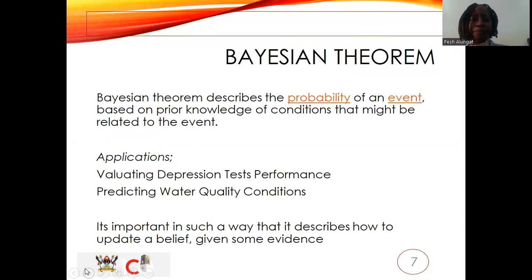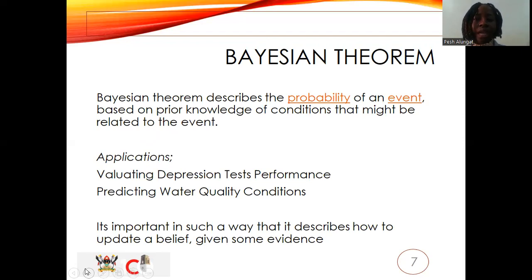Here we are to talk about the Bayesian theorem. Many of you are well familiar with Bayes in probability and statistics. Majorly, the Bayesian theorem describes the probability of an event based on prior knowledge of conditions that might be related to the event. So in Bayes, we are able to predict the outcome given the conditions. It can be applied in evaluating depression tests.